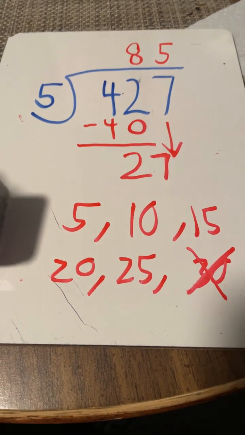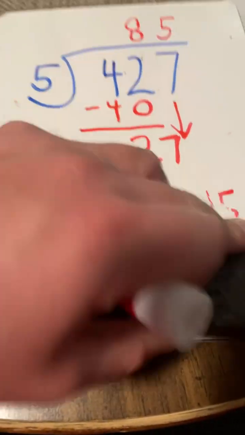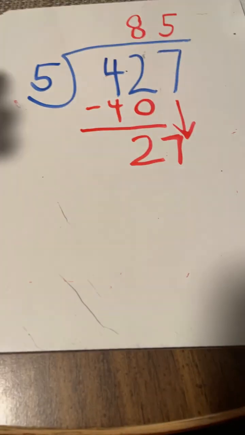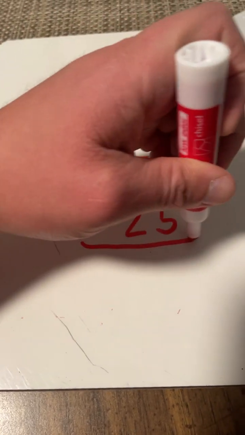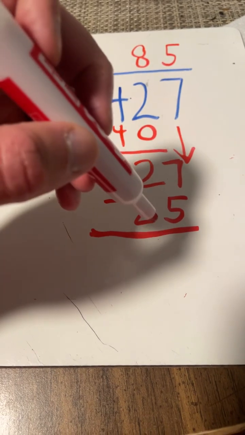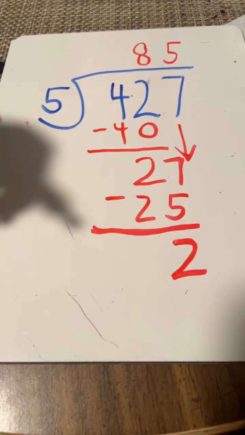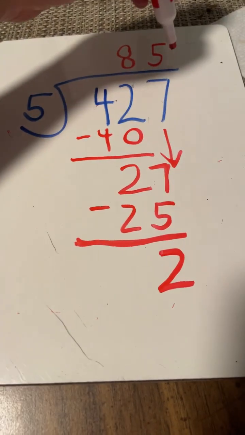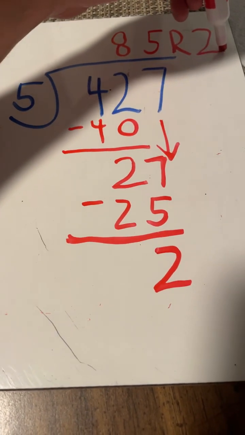And as you can see, there is a remainder here. 25 is as close as we got to 27 without going over. So we're going to do 27 minus 25 equals 2. So our answer is 85 with the remainder, the R stands for remainder, of 2.